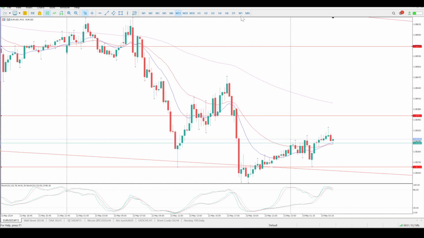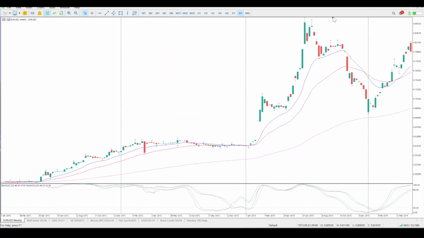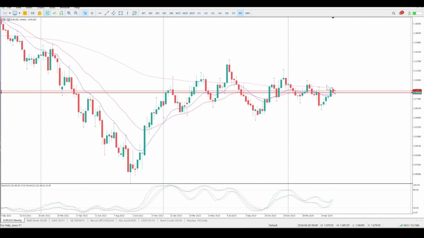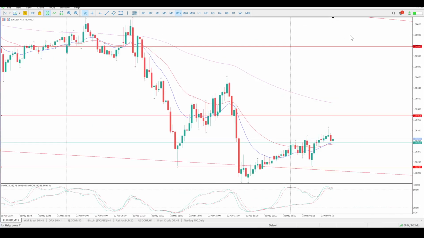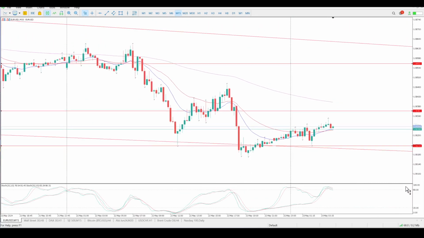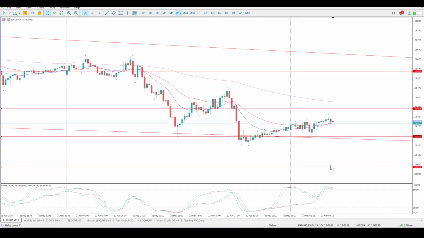I think we're more than likely testing some weekly structure here. And if we just look left, there's a weekly fractal here at 108056. We haven't got down to that yet. So if we come back to the 15-minute, you can see there's a structure there.